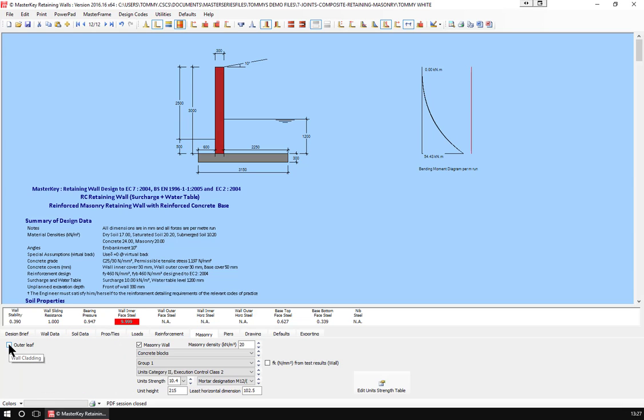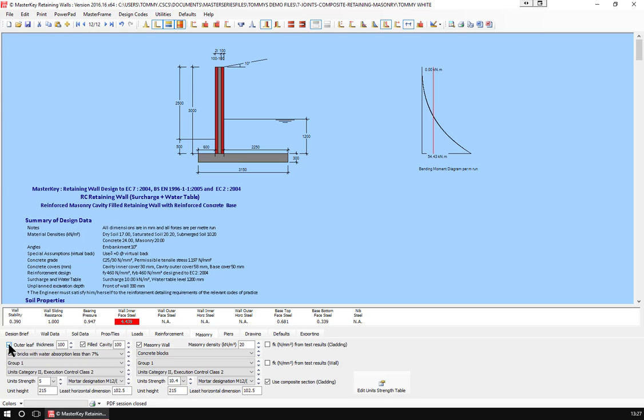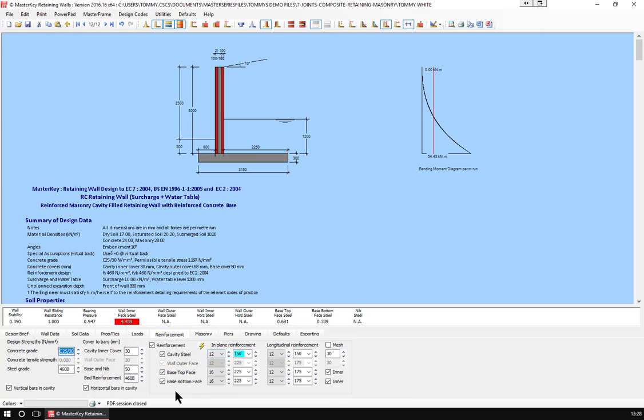So the next thing I want to do is say I want to have an outer leaf, and whether I want it to be just a cladding and therefore it's only carrying self-weight and no strength, or I want to fill it and make it into a composite action. So we're going to use the composite section. So now I've got 100 outer leaf and 100 cavity, and I can see now that my wall isn't working. It's 440% overstressed.